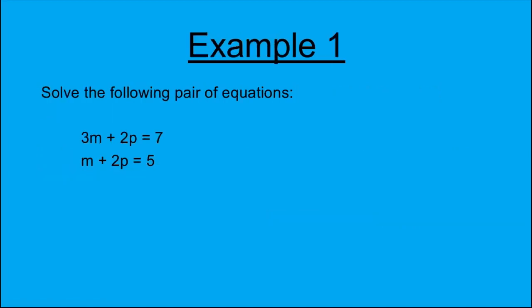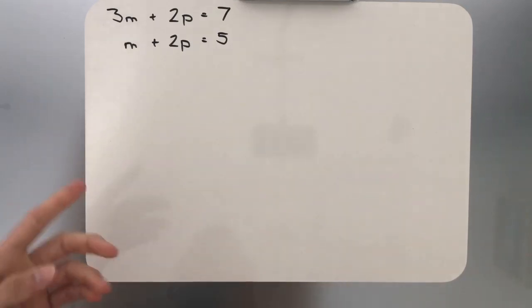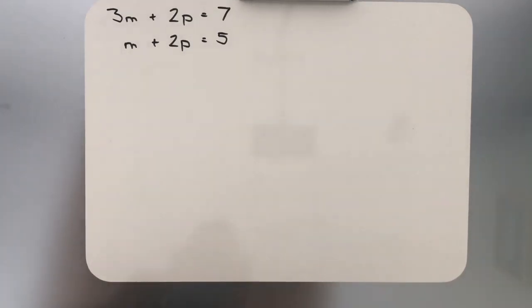Example 1. Solve the following pair of equations. 3m add 2p equaling 7, and m adding 2p equaling 5. In example 1, you'll see we have two equations, we have two unknown variables. To allow us to solve them, we'll have to solve them simultaneously. Now, the two things we're checking for are same coefficient yet different signs.